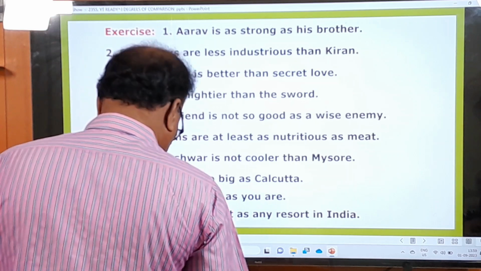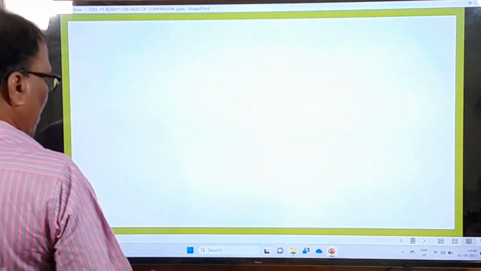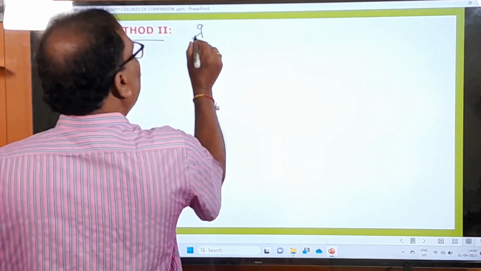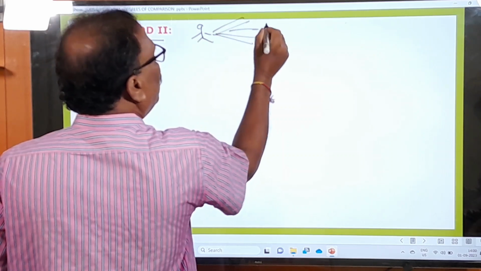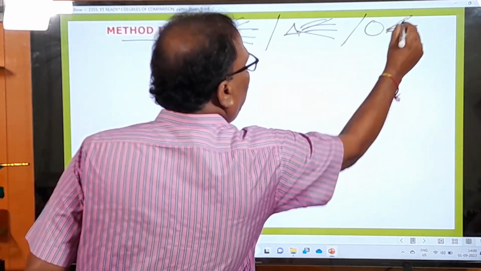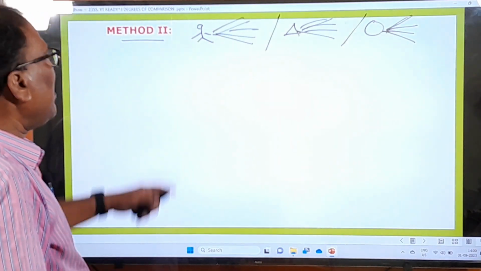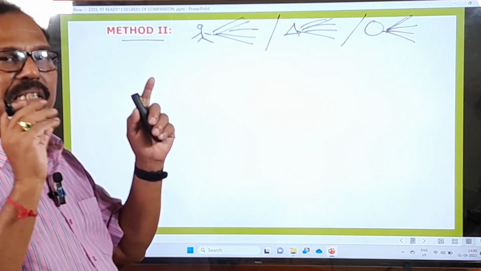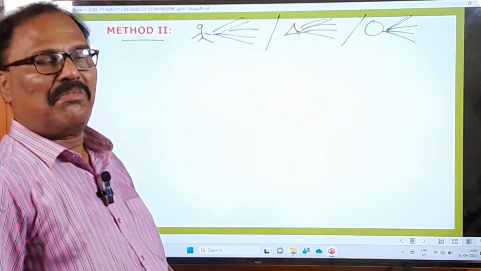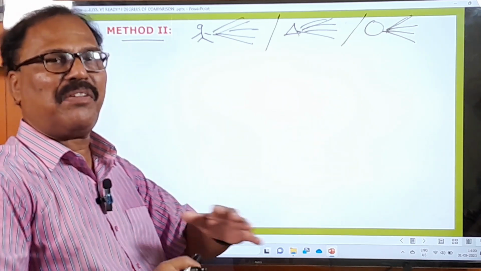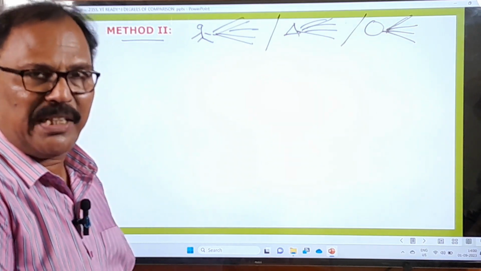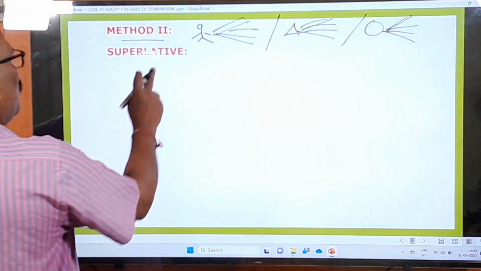Okay, now let's go to the second very important method. Method 2 is there, and in this method we compare one person with so many persons, one thing with so many things, and one place with so many places. That's why there arises the idea of superlative degree, because we are comparing one with many. One person with many persons, one place with many places, one thing with many things. And let's learn that. Here superlative degree is there.